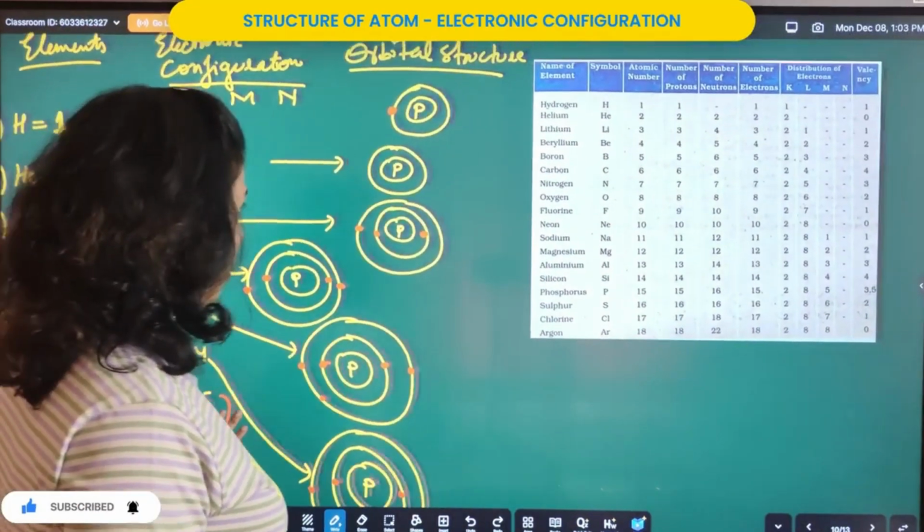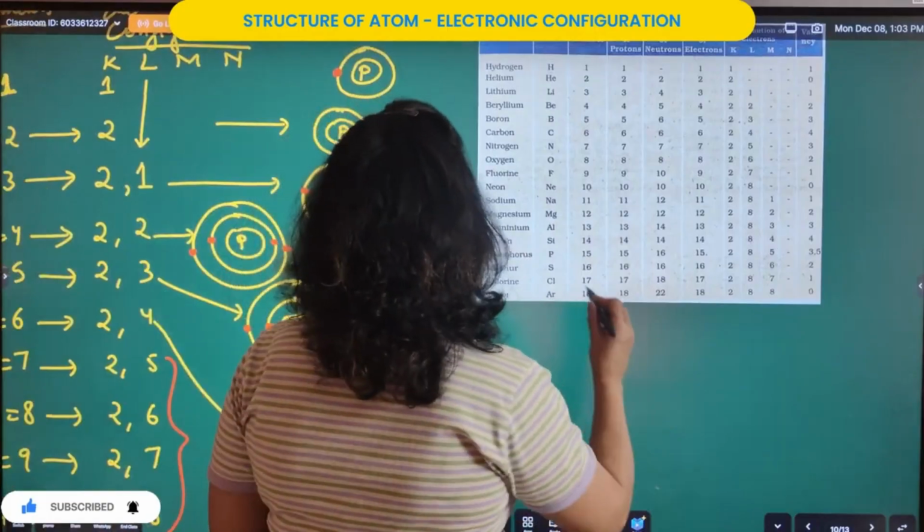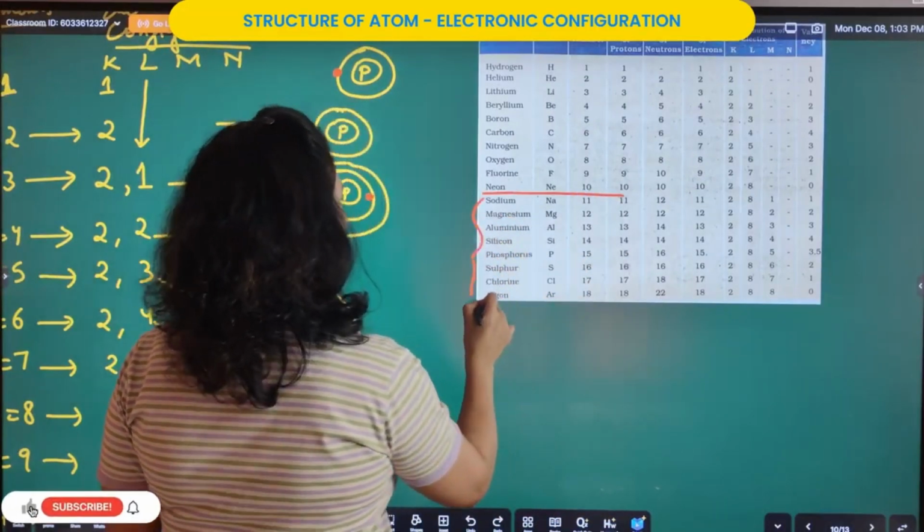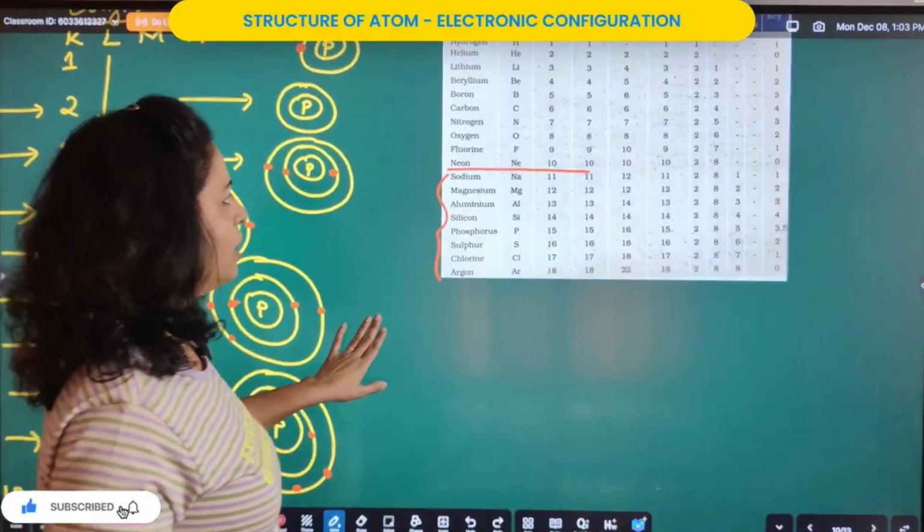Now after we have written till 10, what happens here? You see here now, sodium.